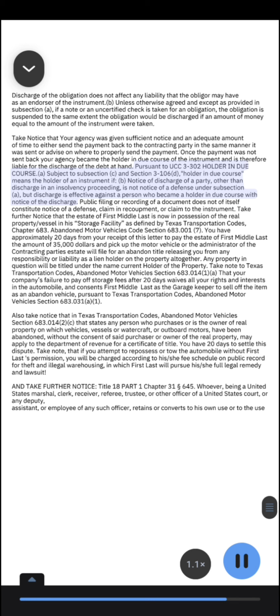Pursuant to UCC 3.302, holder in due course. Subject to subsection C and Section 3.106, holder in due course means the holder of an instrument if... B. Notice of discharge of a party, other than discharge in an insolvency proceeding, is not notice of a defense under subsection A, but discharge is effective against a person who became a holder in due course with notice of the discharge.